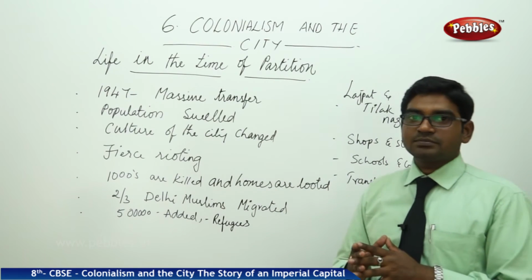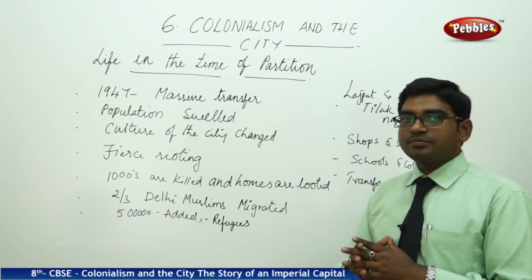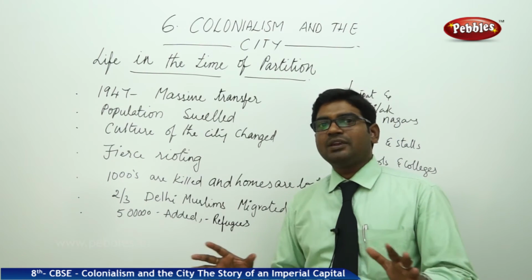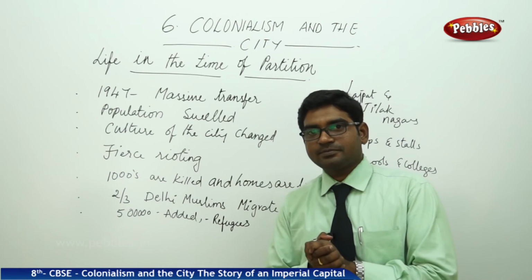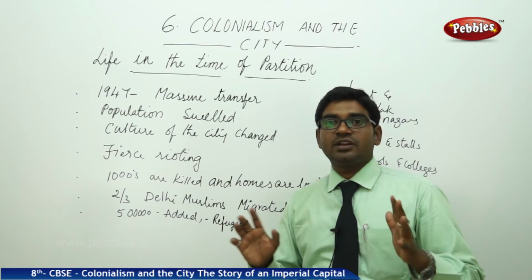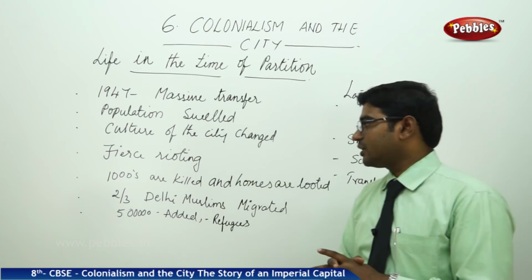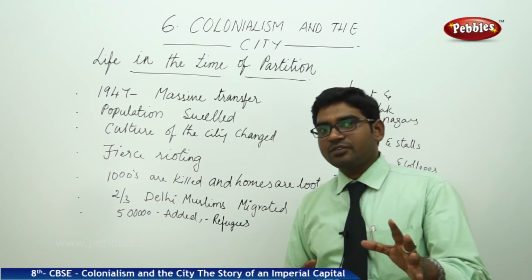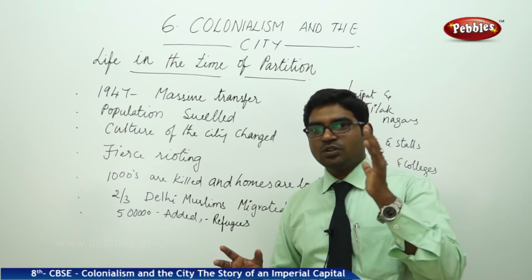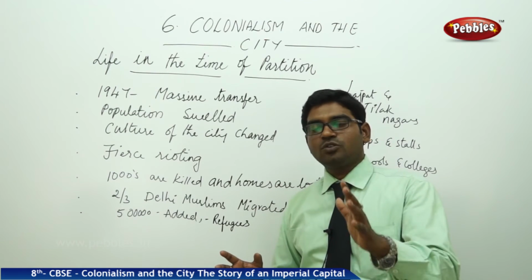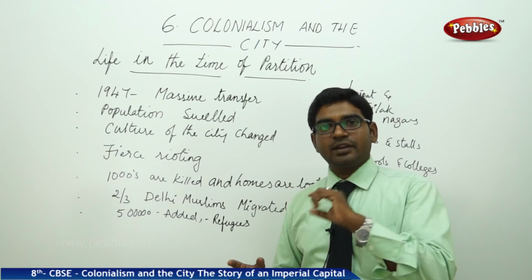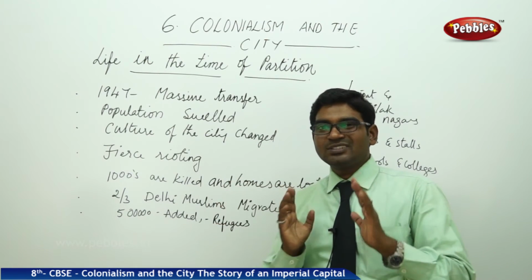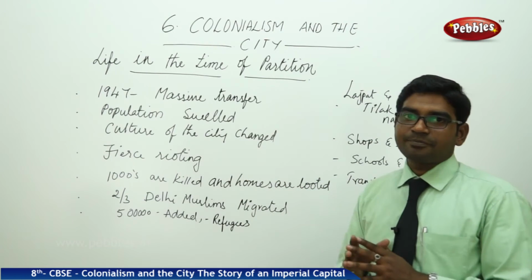Thousands were killed, and many homes were looted. Thousands were being killed openly. That is called rioting, fierce rioting. Bloodshed happened. Many of them lost their lives. Many of their houses were looted out. Wealth was taken away. Houses were broken into. You couldn't stay in the house. They would come in, break the doors, pull you outside and kill you, take the wealth from your house and go off. So these kinds of things were common everywhere.